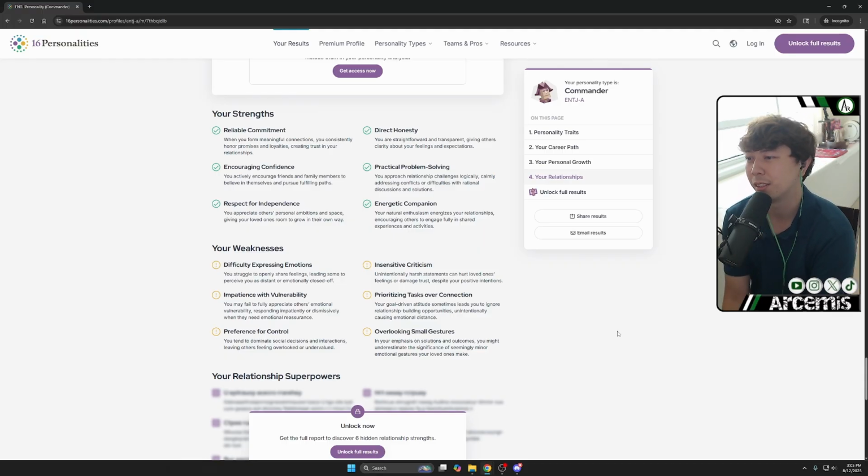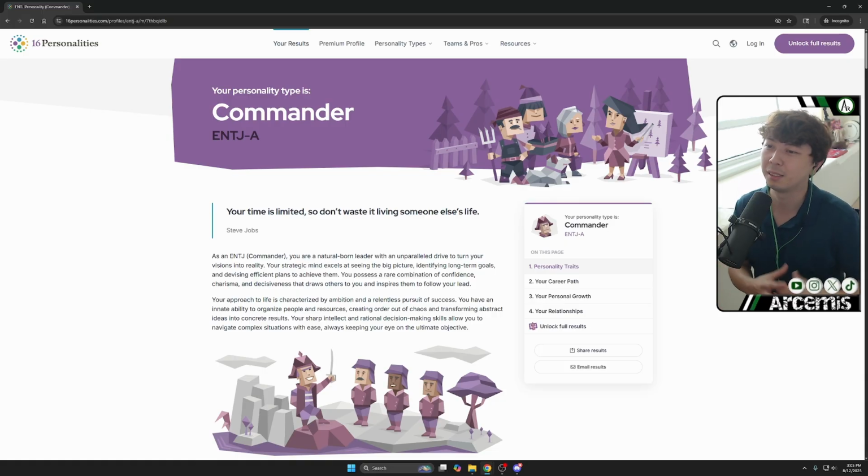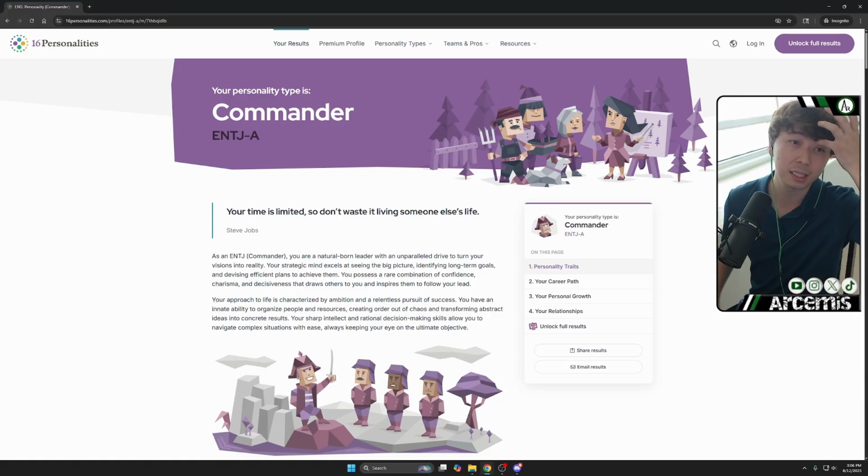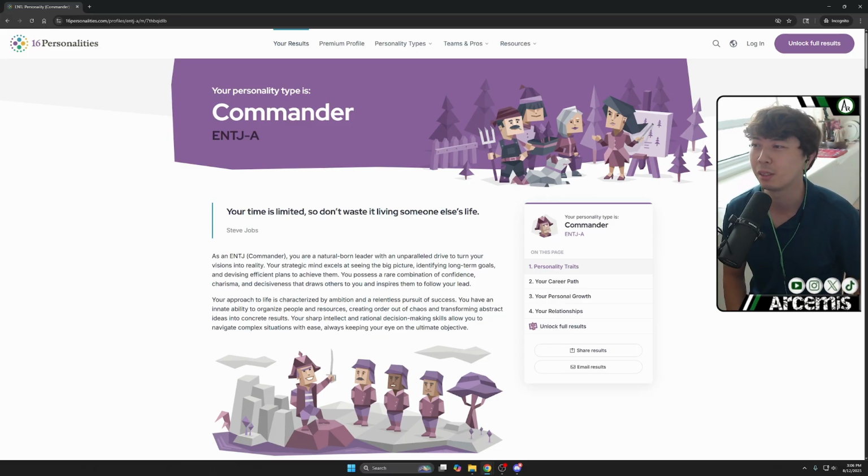Overlooking small gestures. In your emphasis on solutions and outcomes, you might underestimate the significance of seemingly minor emotional gestures your loved ones make. I'm not gonna argue against that one because I really don't know. So that was pretty much the main points of what a commander looks like. And at least for me, I think that was a pretty accurate description. I haven't looked at the other ones, so I can't really compare. There's no other ones where I can say, oh, I think I'm more of this or more of that.